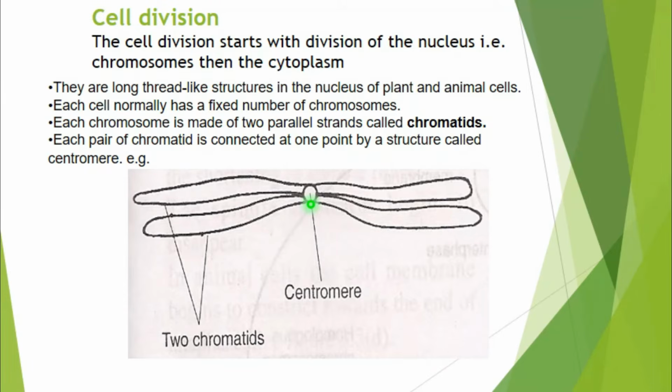So in summary, a chromosome is a thread-like structure made up of two parallel strands called chromatids, and these chromatids join at the centromere. We'll discuss what we have within the chromosomes and what happens there in our next slide.